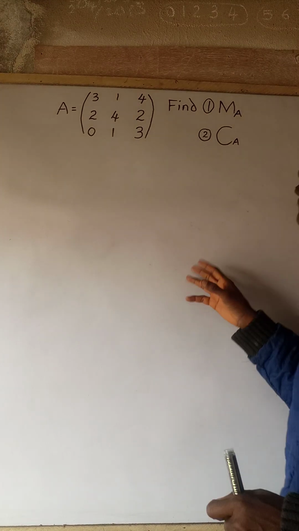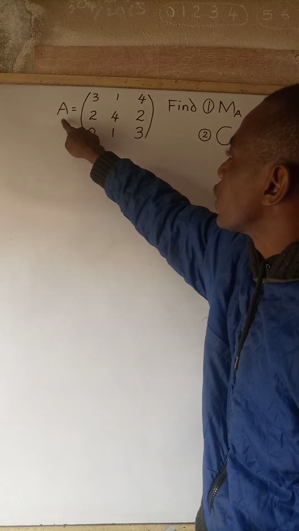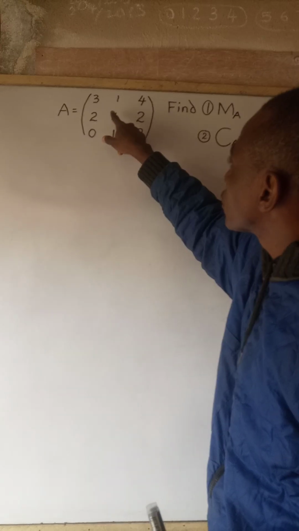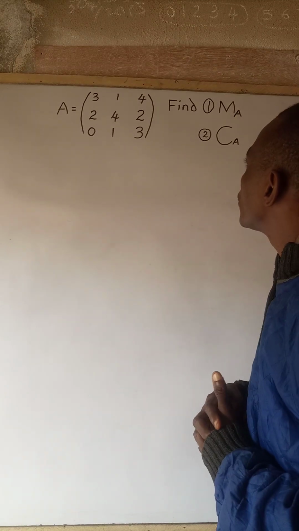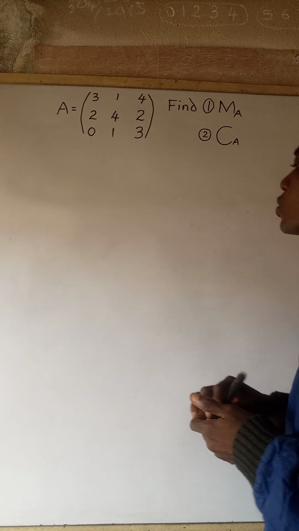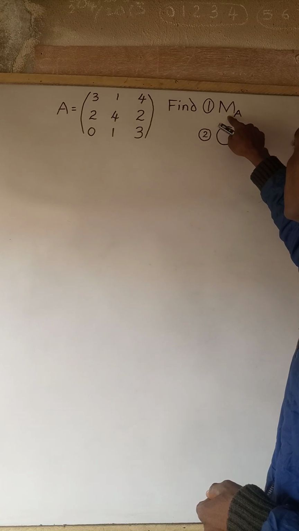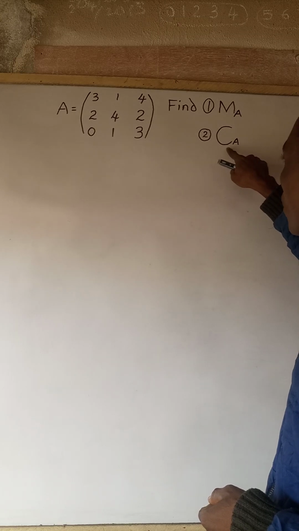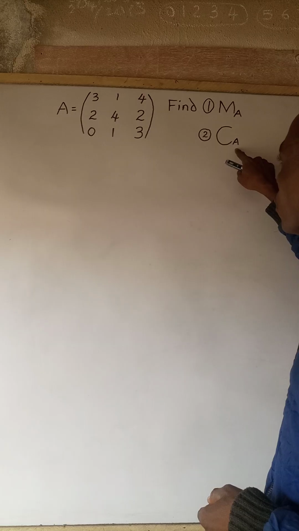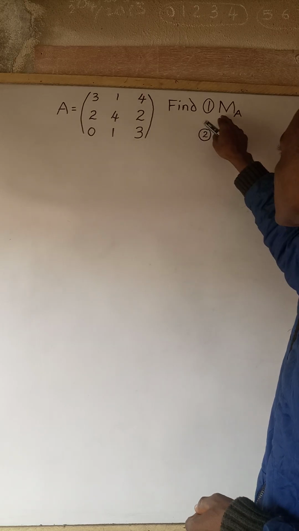In this tutorial, we are going to use this matrix. The matrix A that they gave us is a 3 by 3 square matrix. We are going to use it to learn how to find the minor of elements in a matrix, and the matrix of cofactors. So we are going to use this to practice this.